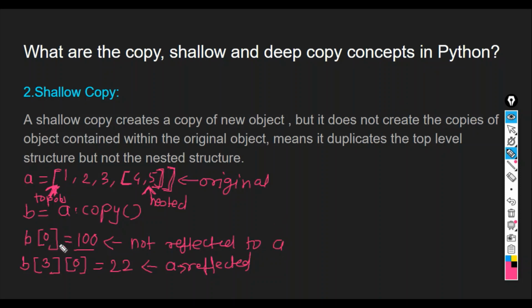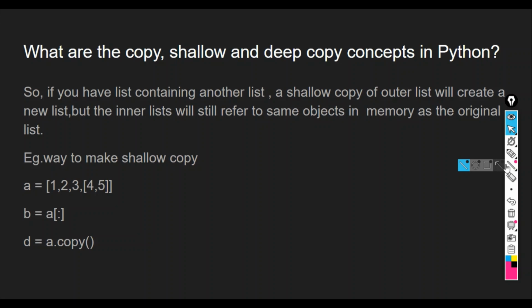Because this shallow copy just does a copy or clone or duplication of this top level object, but it doesn't do duplication of this nested object. So because of that, if you have done any change to this nested object, that will get reflected in both the objects, and if you have done any change to the top level object, it will not get reflected. So we have seen the shallow copy concept. Now we will see how to do shallow copy.